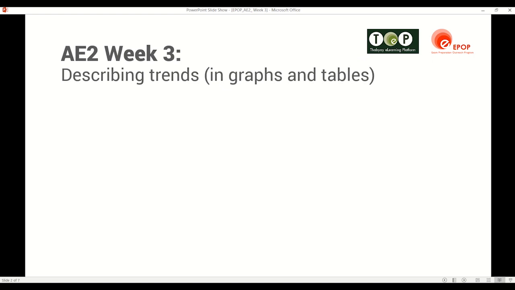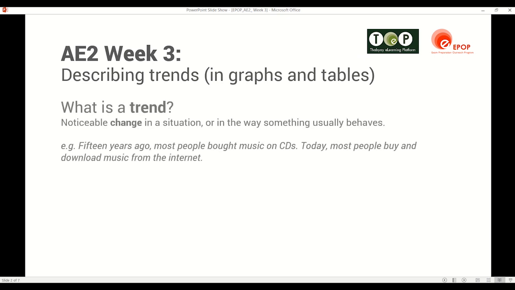This week we're going to look at describing trends in graphs and tables using paragraphs. So the first question that we need to answer is, what is a trend? And a trend is a noticeable change in a situation or in the way something usually behaves.